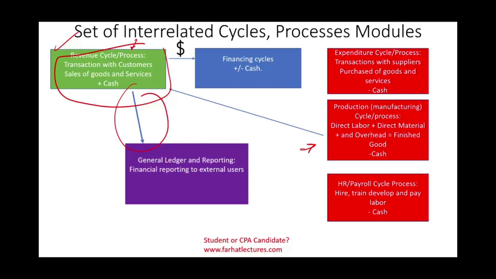Now, bear in mind that the production cycle also gets data from the expenditure cycle, such as the purchase of raw material. Operating expenses are also supported by the expenditure cycle. And also, the production process needs HR and payroll. So simply put, HR and payroll feeds into the production cycle, the expenditure cycle feeds into the production cycle, production feeds into the revenue cycle, the revenue cycle finances the company, and the revenue cycle will send data to the general ledger and reporting. So if you notice, practically the revenue cycle touches every aspect of the company.